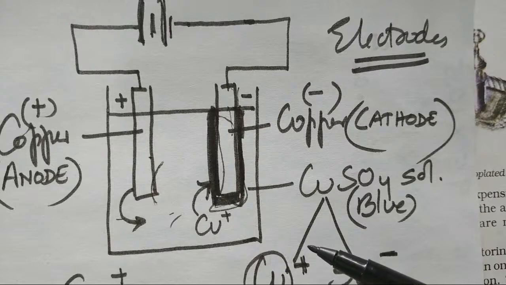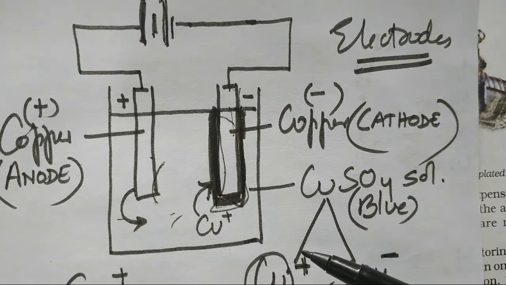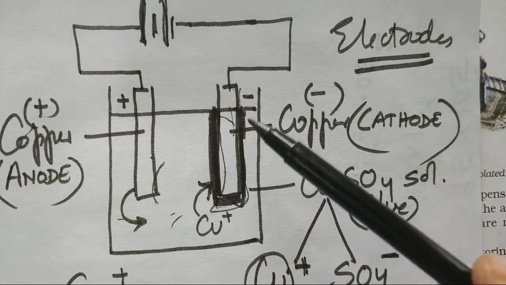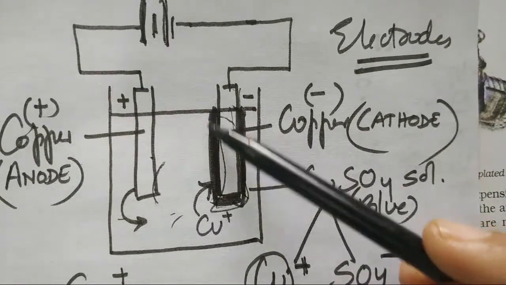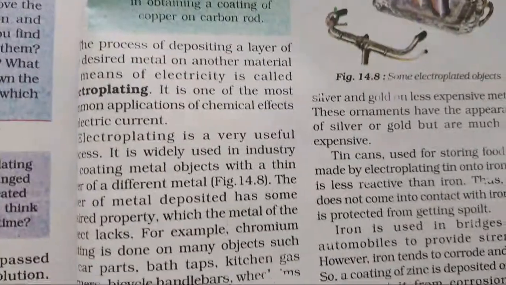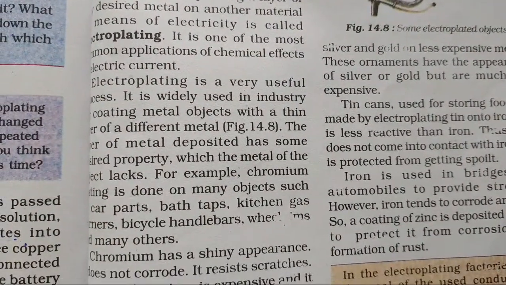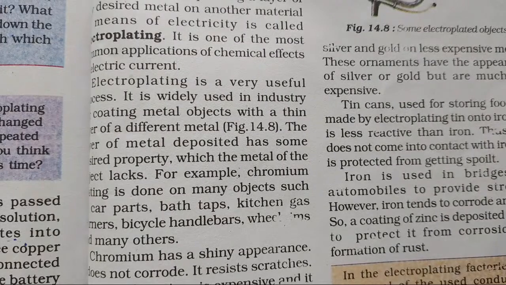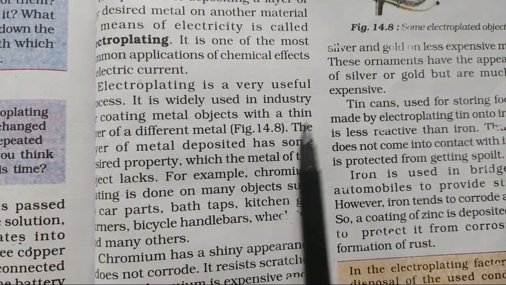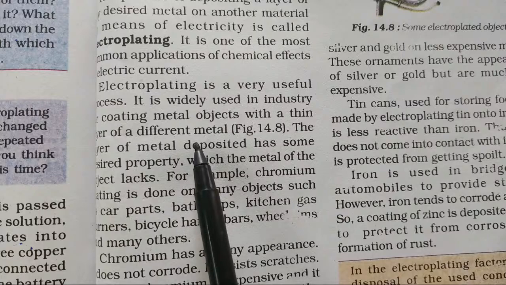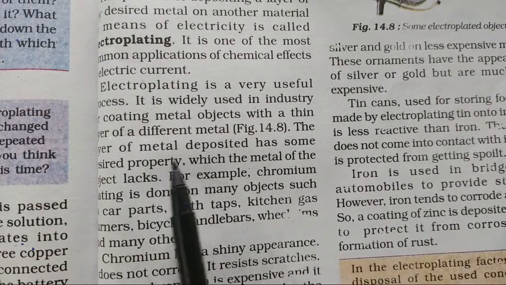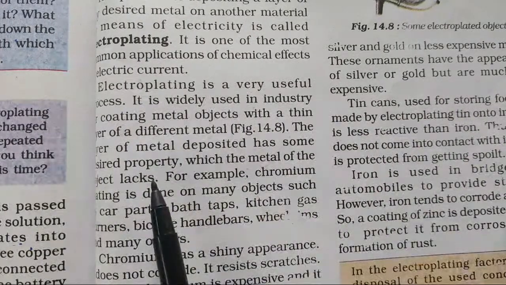You must have heard of artificial ornaments. You must have seen watches which you use, they look like gold, but they are not gold. So they are coated with gold or another metal in this way. So this is electroplating. Electroplating is a very useful process. It is widely used in industry where coating of metal objects is done with a thin layer of another metal. The layer of metal deposited has a desired property.